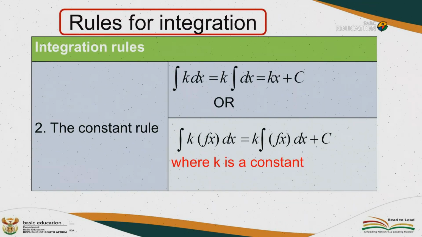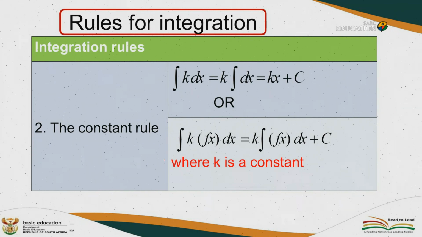Besides the power rule, the other very important rule is the constant rule. There are 2 examples here, and here you must be very, very careful. The first one is the integral of k dx, where we say this k is a constant.